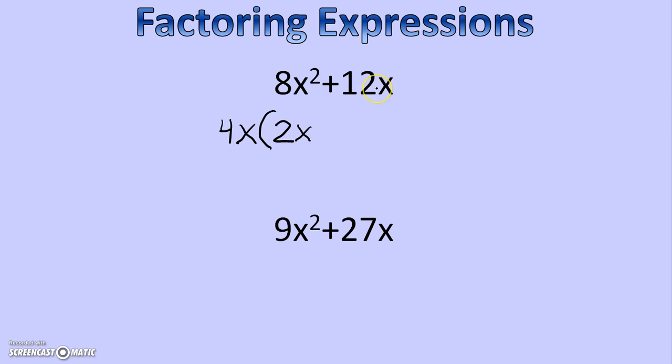Now let's do it to 12x. When we take 4 out of 12, we are left with 3. And we're taking x out of x, and we have no more x's left. So this is our answer in factored form. Let's of course go ahead and check our answers. 4x times 2x is 8x squared. 4x times 3 is 12x. And that confirms that we are correct.